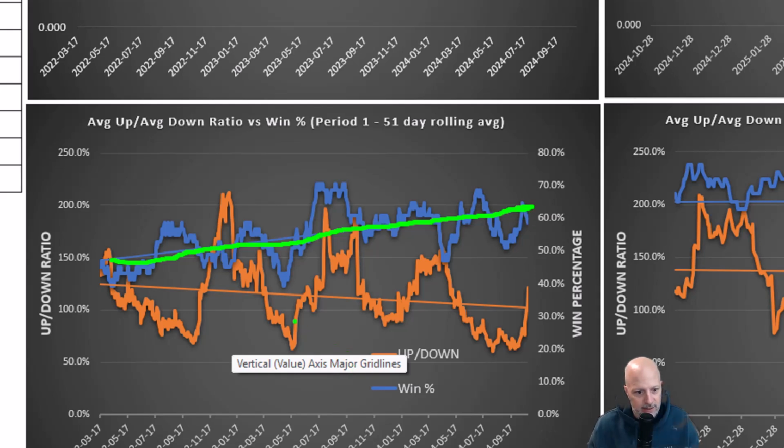And then we look at the orange line here, which is the average up over the average down. That's over a 51-day rolling average as well. We can see that this is quite a volatile chart. This is jumping way up and way down. You want it to be over 100 just to know that the winning days are bigger than the losing days. Let's get these green lines out of there. It seemed to have a bit of a downward trend here, though it was incredibly volatile. So there's a lot of standard deviation in that data right there.